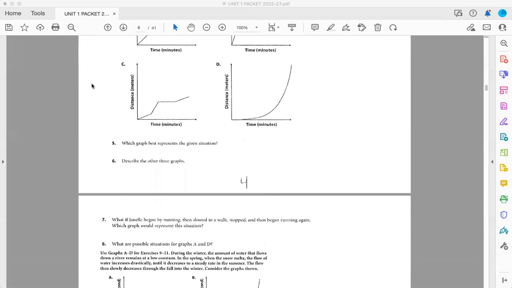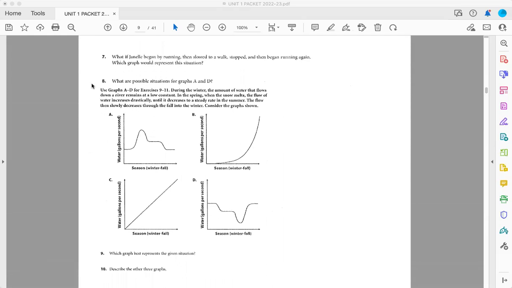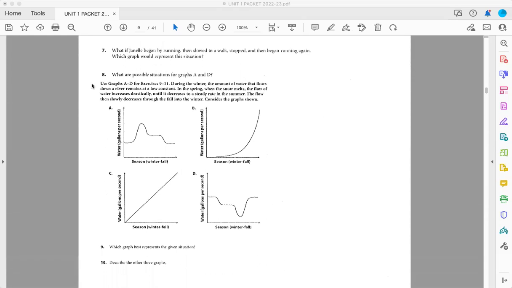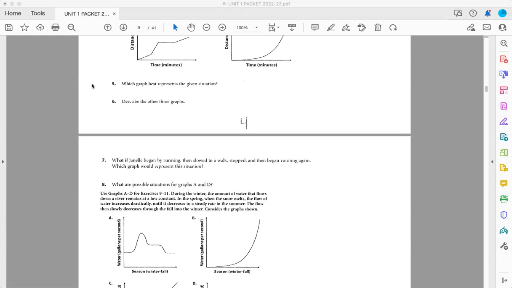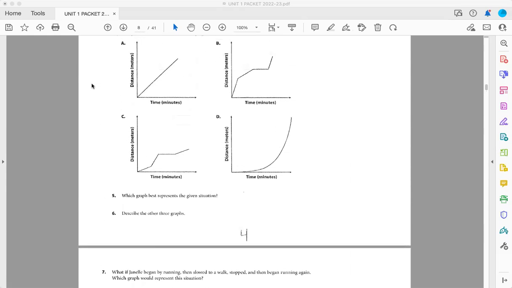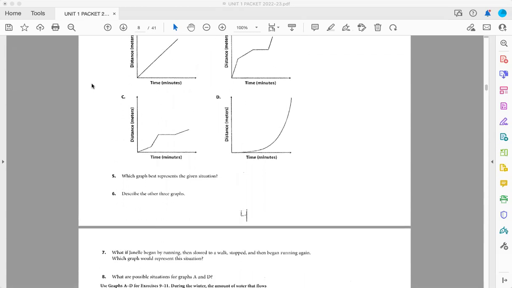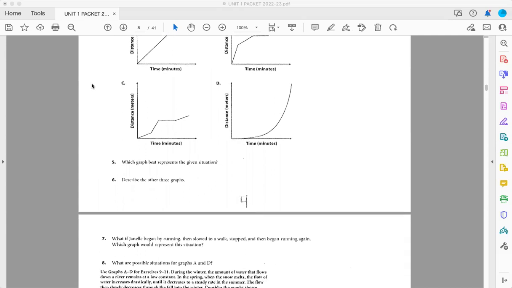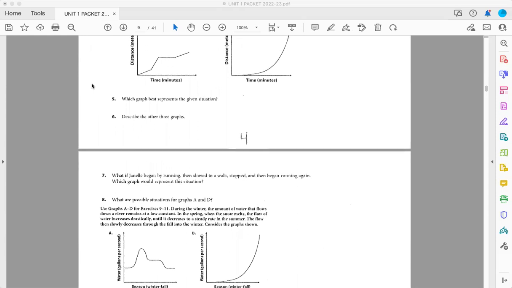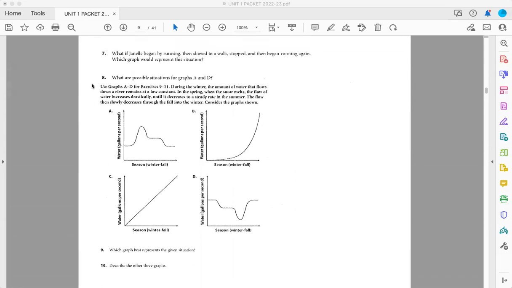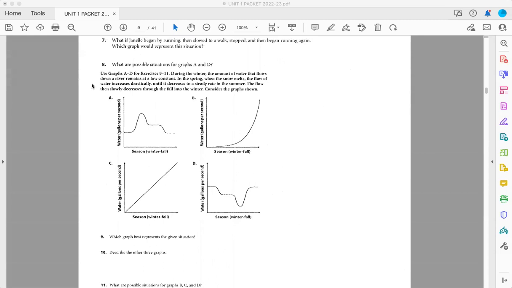Moving on to the next item, which is page 5 now. Number 7, what if Janelle began running, then slowed down to a walk, stopped, and then began running again? Which graph? If you recall, this was the opposite graph, right? In this case, it would have been graph B, because that's fast, then slow, then stop, and then run again. So that would be B for 7. We can say B for that.